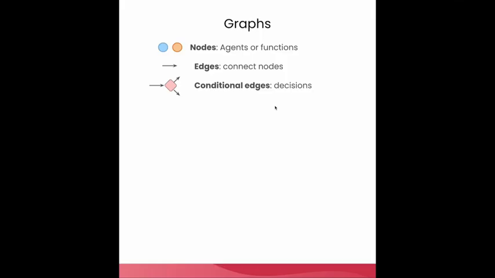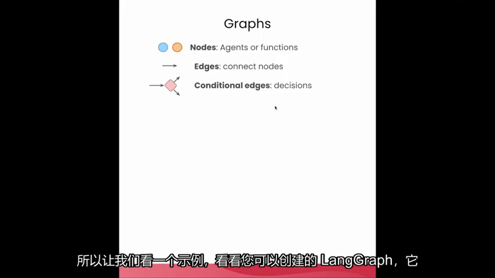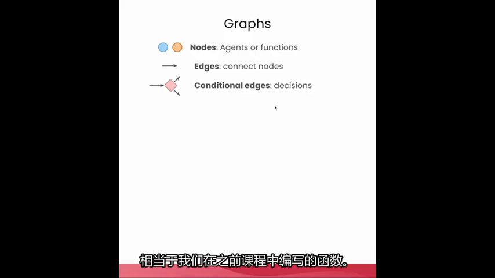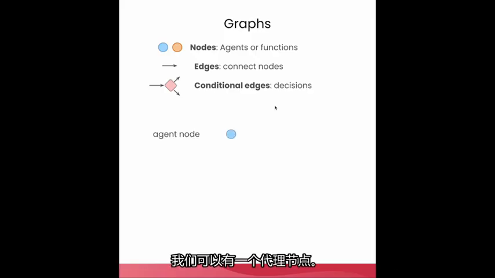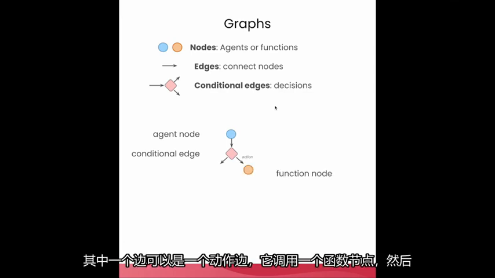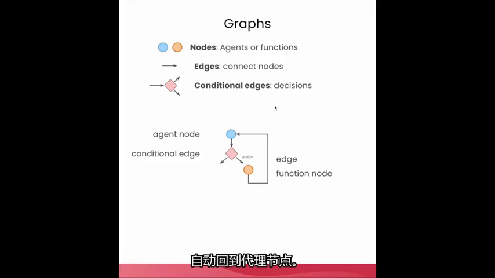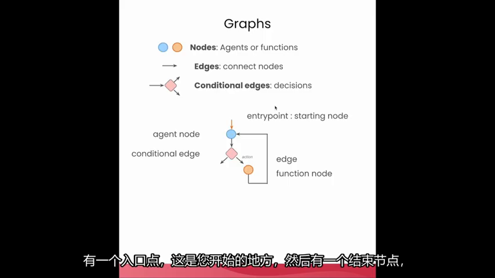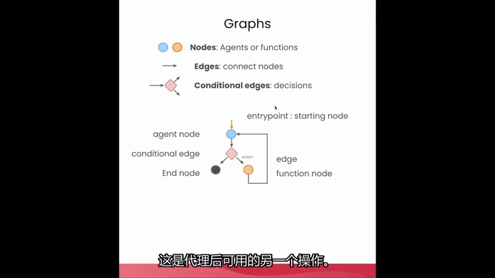So let's take a look at an example of a LangGraph you can create that is equivalent to the function that we wrote in the lesson before. We can have an agent node. This is the LLM. We can then have a conditional edge, which takes the result of that LLM call and decides what to do next. One of those edges can be an action edge, which calls a function node, and that automatically loops back to the agent node. There's an entry point, which is where you start, and then there's the end node, which is the other action available to take after the agent.